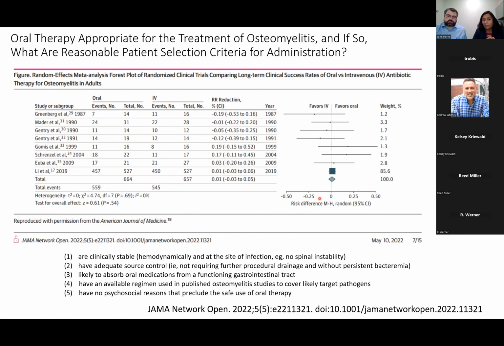So then they had to come up with who will be the best candidates if you had to give oral, and what type of patients we can try oral on.